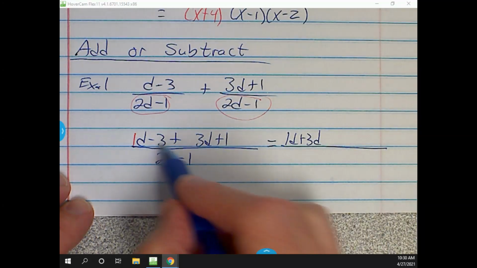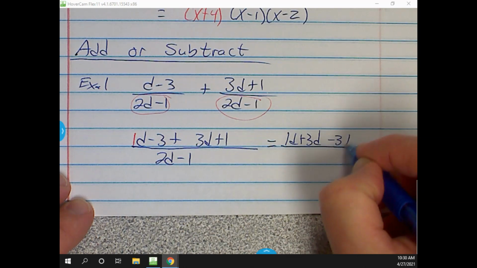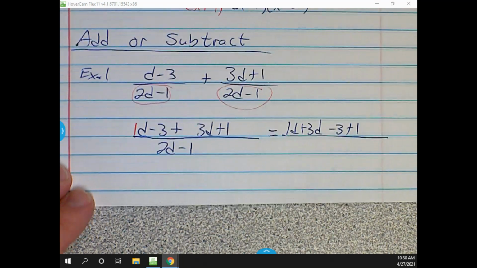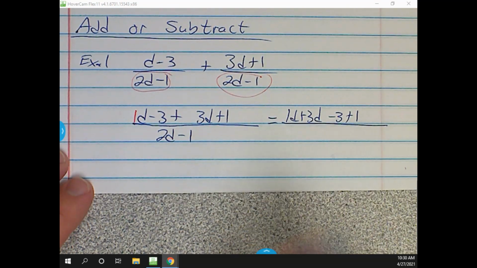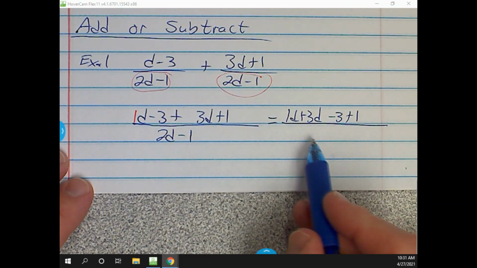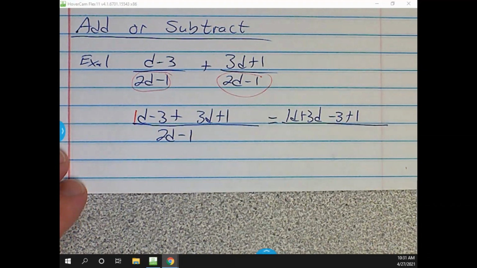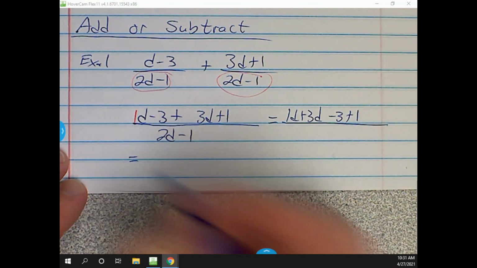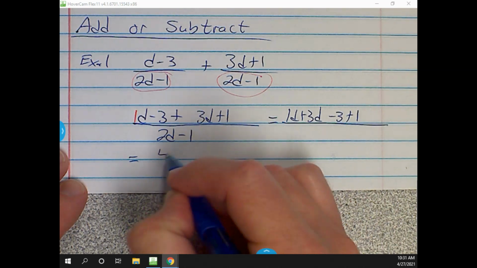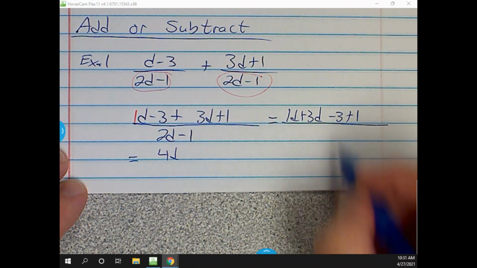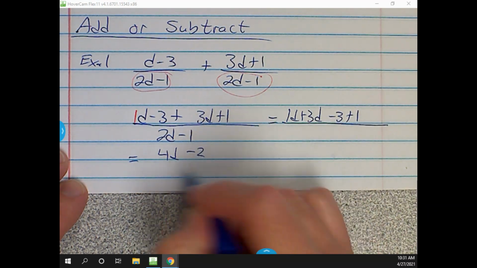And then you've got the negative 3 plus 1. And the good thing is that once you've got a common denominator, you don't really have to worry about writing out what the fraction is. You just worry about working out the top, which will speed the process up a little bit. So for this one, 1d plus 3d would be 4d. Negative 3 plus 1 would be negative 2.